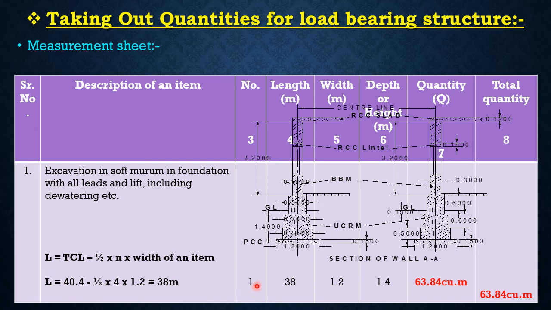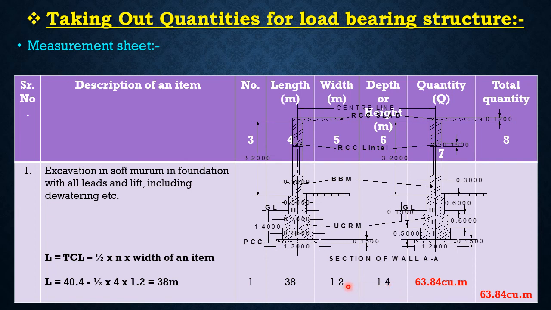There is no long wall and short wall, only one center line length, one number. Length is 38 meter, width is 1.2 meter, and depth of excavation is from the bottom of the PCC bed of footing to the ground level up to this. From here to here is 1.4 meter. 0.15 plus 0.5 plus 0.6 plus 0.15 is 1.4.